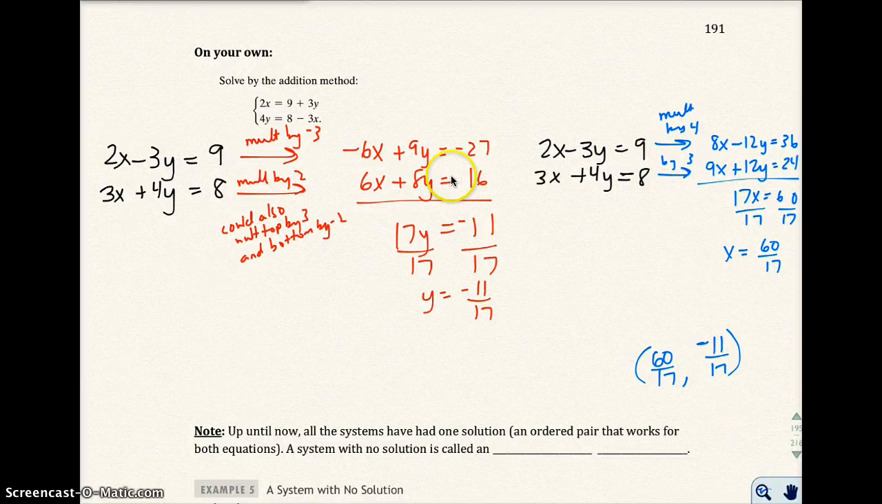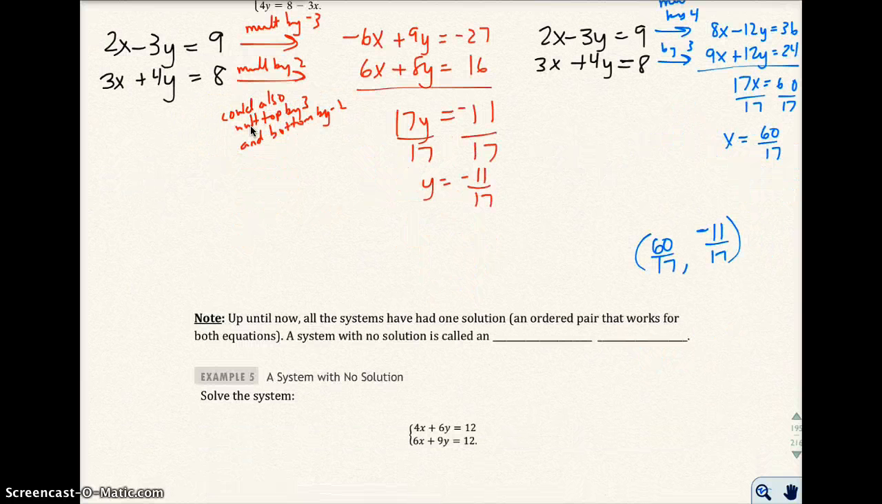And then here I eliminated y. By doing that, I got x equals 60 over 17. And so my ordered pair, or the solution to the system, is 60 over 17, comma, negative 11 over 17. Again, I would check this on the exam. So you would plug this x value into here, plug this y value into here, and you get a true statement. Then you plug this x value in here, and this y value into here, and you get a true statement on both sides.